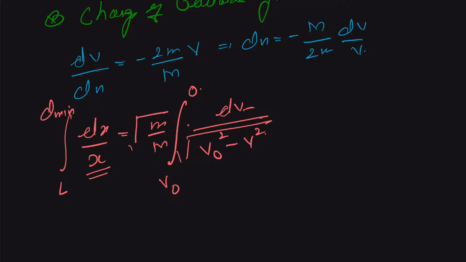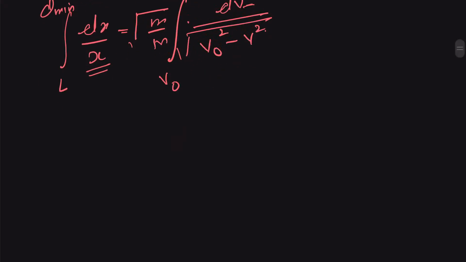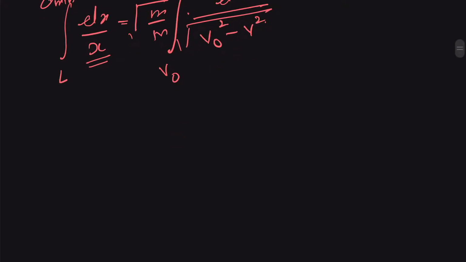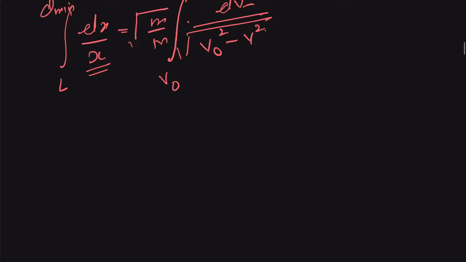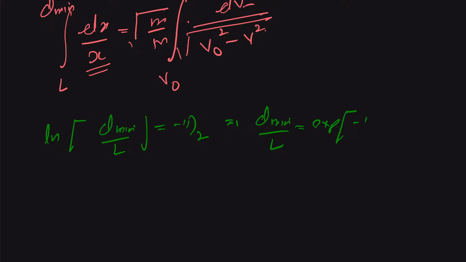So now it's quite a simple integration. On the left side we are going to get natural log of x, which is going to give us natural log of d minimum upon L, is equal to, and on the right side we are going to get minus pi by 2 times the square root of M upon m. From here we can write that d minimum upon L is equal to exponential of minus pi by 2 times the square root of M upon m.